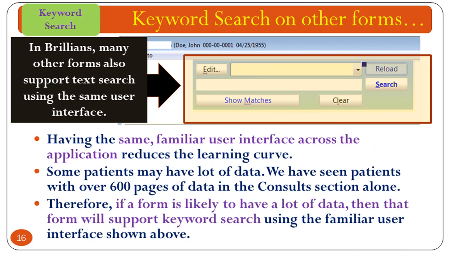In Brilliance, many other forms also support text search, using the same user interface. Having the same, familiar user interface across the application reduces the learning curve. Some patients may have a lot of data. We have seen patients with over 600 pages of data in the consult section alone. Therefore, if a form is likely to have a lot of data, then that form will support keyword search, using the familiar user interface shown above.